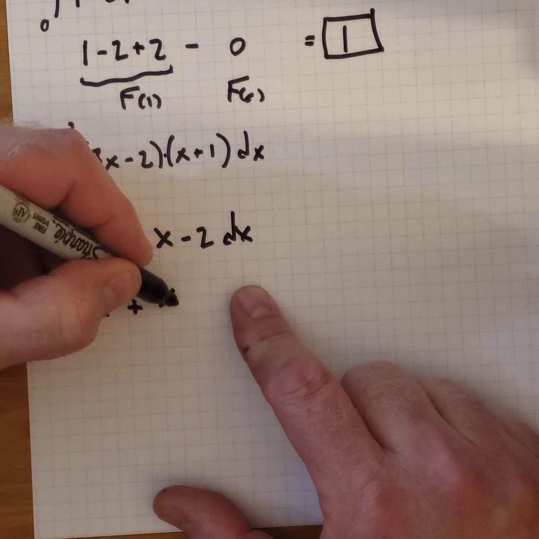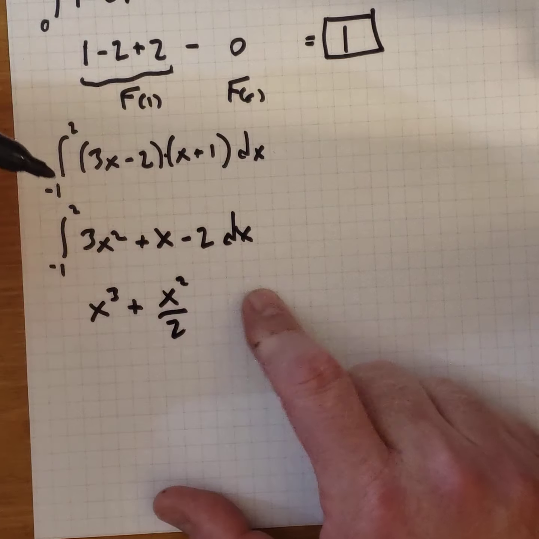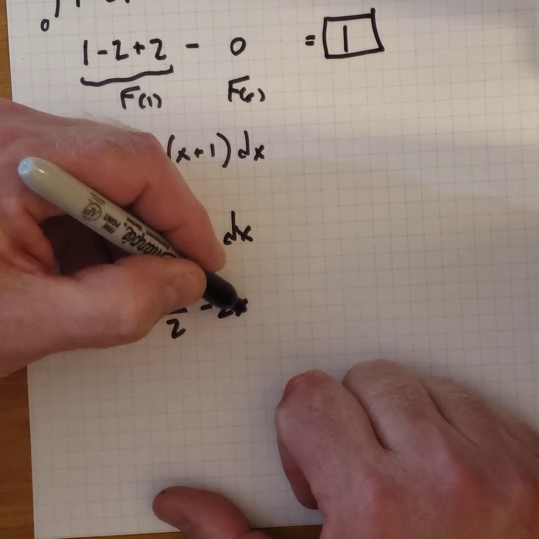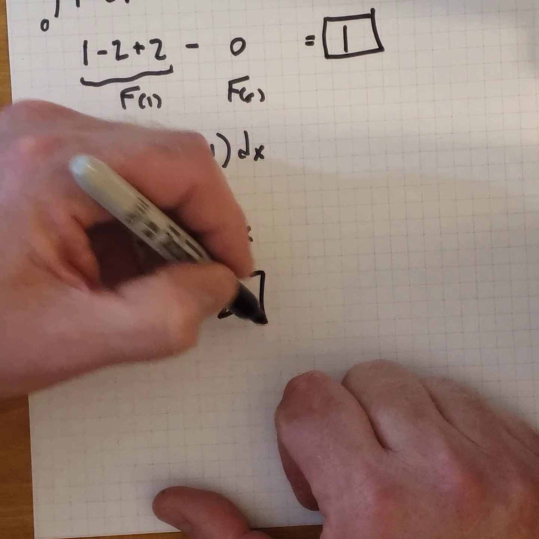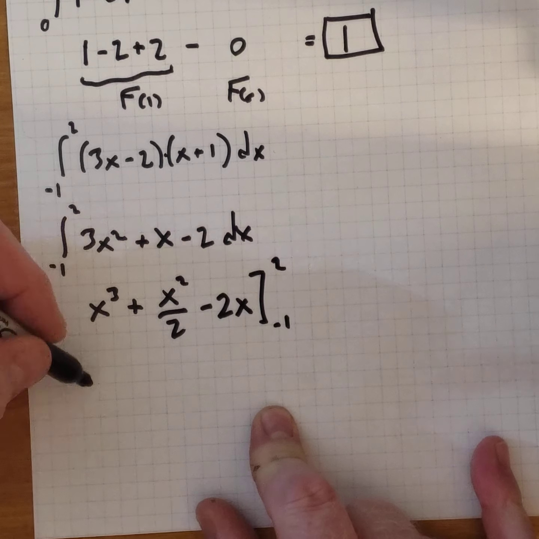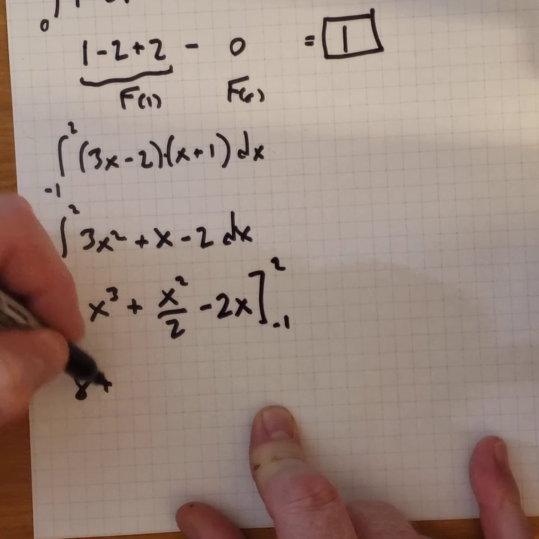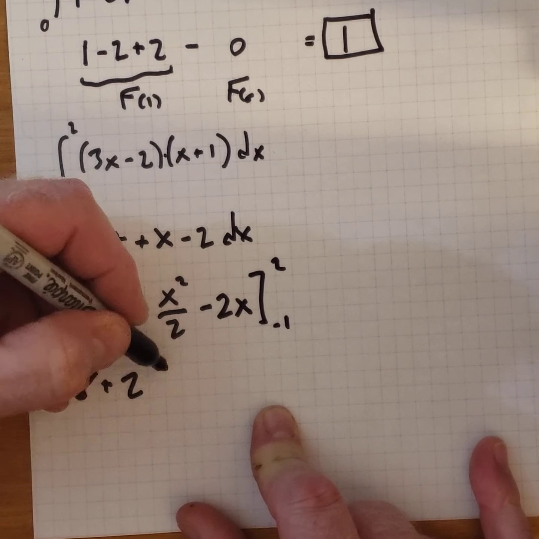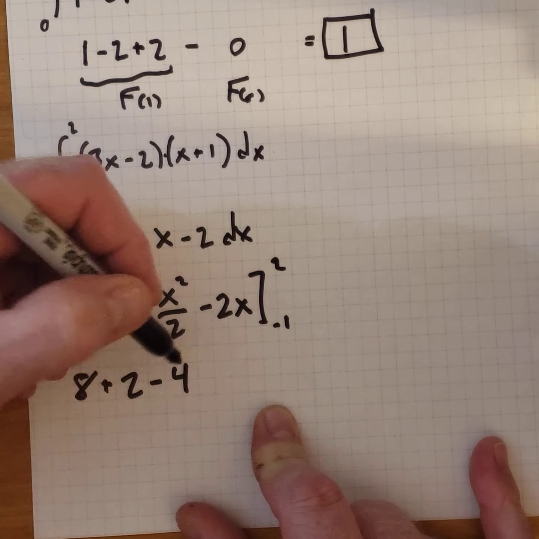Here we need to increase our exponent by 1 and divide by the new exponent. For a constant, just tack an x on there. And going from negative 1 to 2. Now if we put a 2 in there, we're going to get 8 plus 2 squared is 4 divided by 2 is 2, minus 2 times 2 is 4.